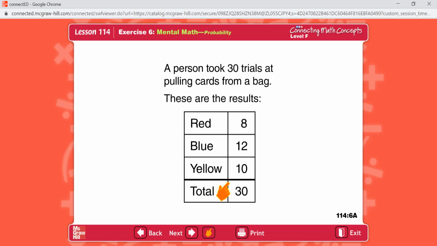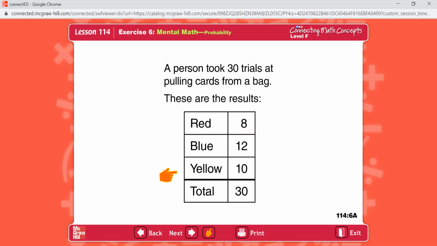How many trials did the person pull out a red card? 8. How many trials did the person pull out a blue card? 12. How many trials did the person pull out a yellow card? 10.